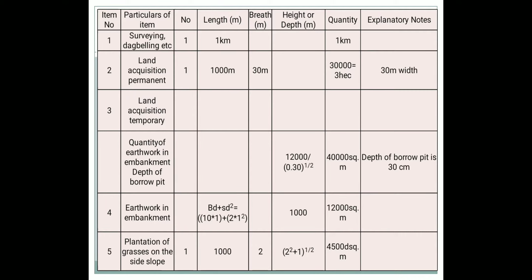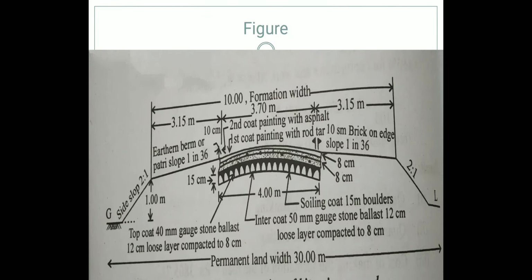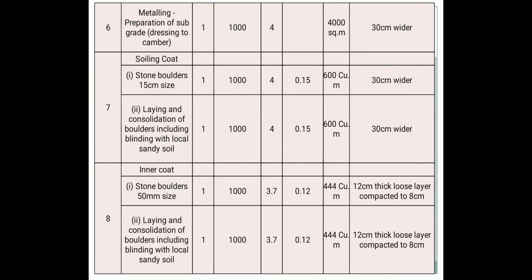Earthwork and embankment is (BD plus SD square), that is (10 into 1 plus 2 into 1) the whole square. Depth is 1000, that makes 12,000. Plantation of grasses on the side slope is 1002, square root of 2 square plus 1, that is 4500 square meter. So move on to the next things. Metaling, preparation of subgrade 1004, that is 4000 meters square.